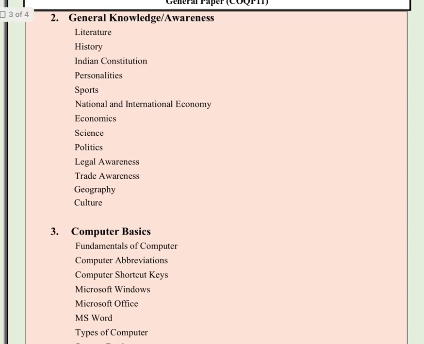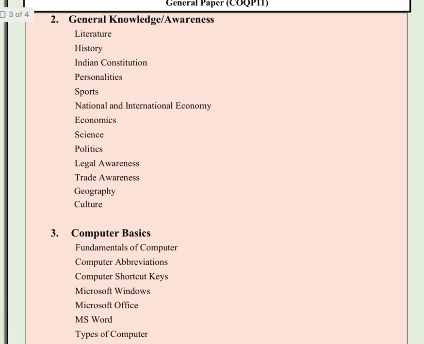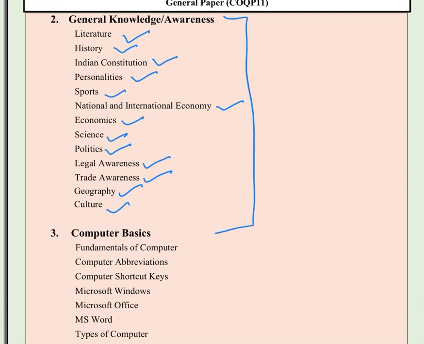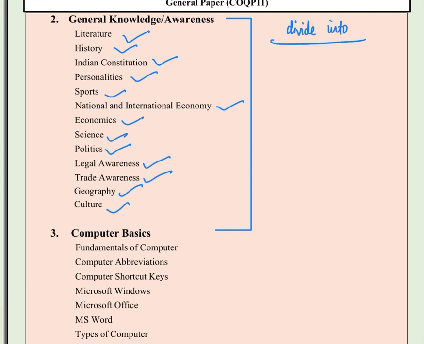Okay, next thing is general paper 2, topic number 2: general knowledge or general awareness. It will consist of literature, history, Indian constitution, personalities, sports, national and international economy, economics, science, politics, legal awareness, trade awareness, geography, culture. All these topics can be classified and divided into two parts.